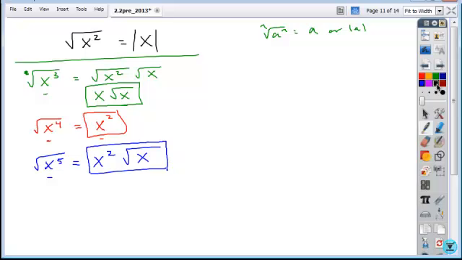All right, let's do one more example of this, kind of following this pattern. I want you to see if you can evaluate or simplify this radical. Square root of x to the 6th. Again, just take a moment.